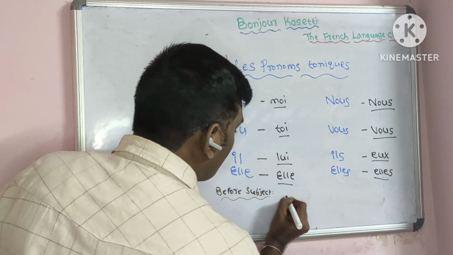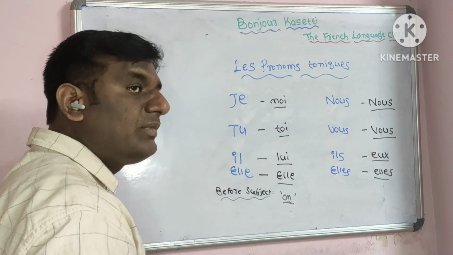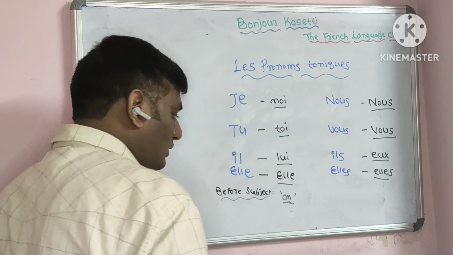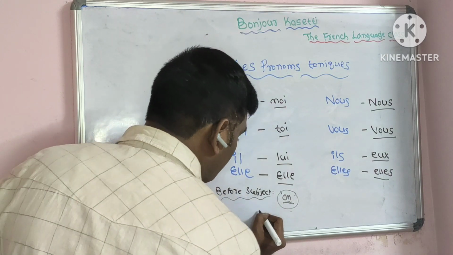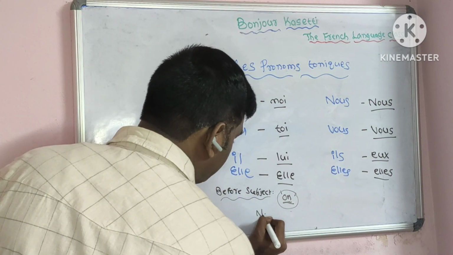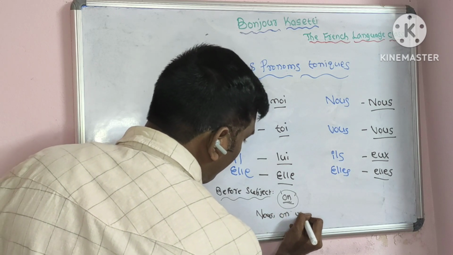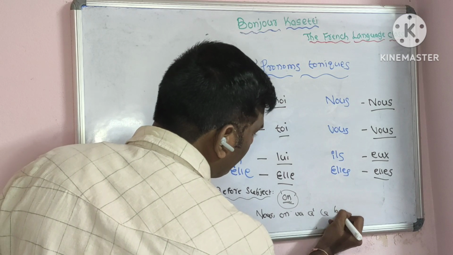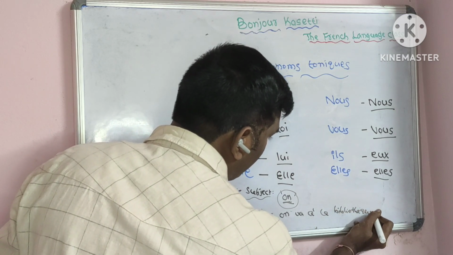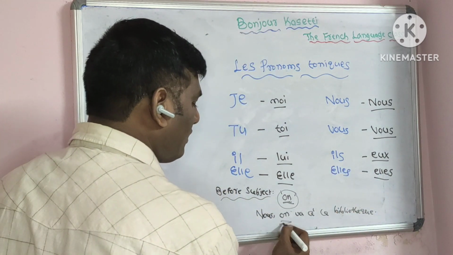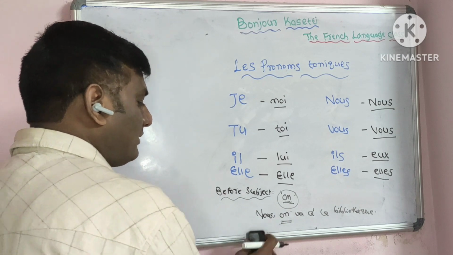And on is not accompanied with any pronoun tonic. Okay, we should not use a pronoun tonic for on. Either we can use it like this: nous, on va à la bibliothèque. You can mention it like this. But for on independently, we can't use any pronoun tonic.